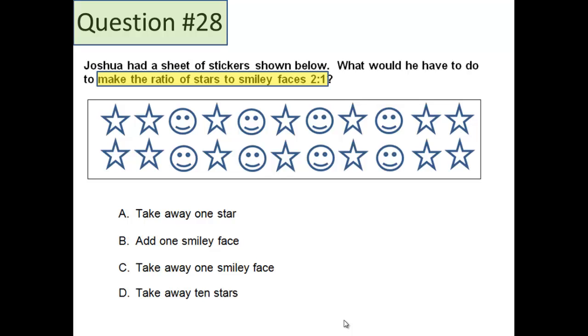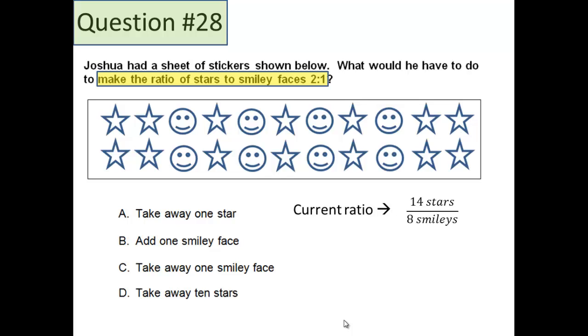Okay, first, before we do anything, let's see what the ratio is right now. So why don't you go ahead and count the stars for me and count the smileys for me and tell me the ratio of stars to smileys. Go ahead and do that now. All right, how many stars did you count? Call it out. How many smileys did you count? Call it out. You got a current ratio of 14 stars to 8 smileys. If you did, you're right.